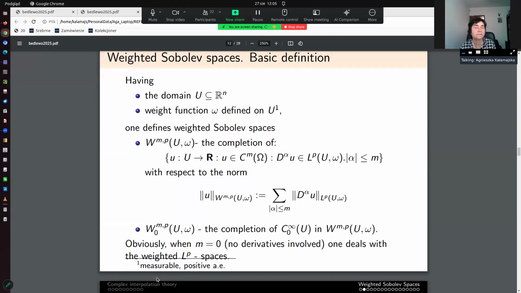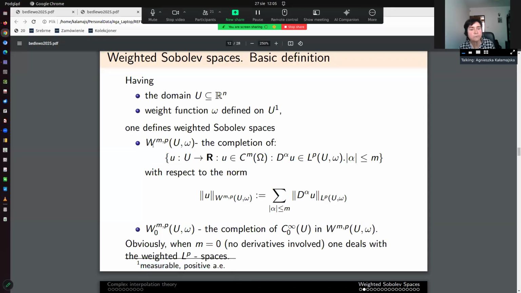Now, what are weighted Sobolev spaces? So let me pass to the introduction of Sobolev spaces. So the basic definition. We have a domain in R^n. By domain, I mean an open set. Then on that domain, I have a weight function omega, which means measurable with respect to Lebesgue measure. In fact, it can also be defined more abstractly, but let it be measurable with respect to Lebesgue measure, and positive almost everywhere. So I write it here: measurable, positive, almost everywhere.